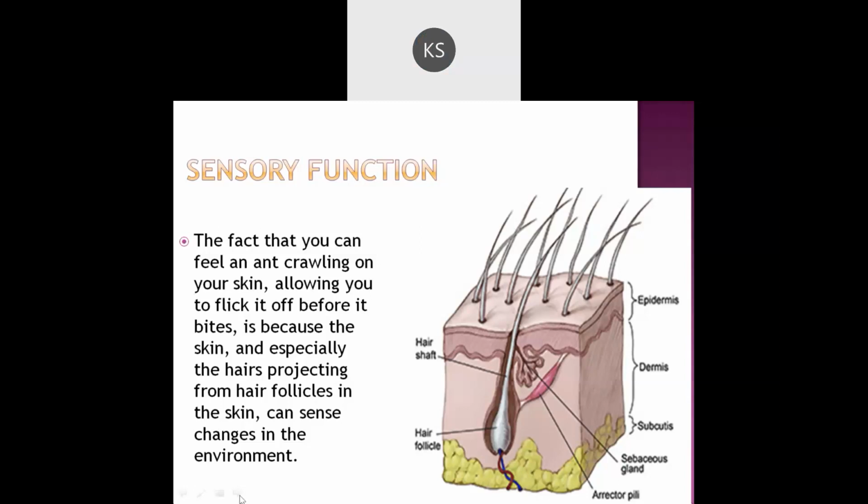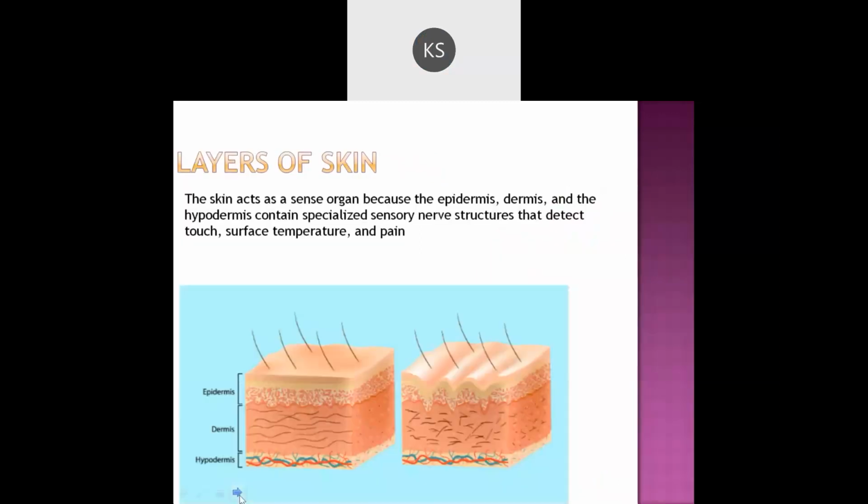Yes, ma'am. Okay. Next is layers of skin. In the layers of the skin, you will find the epidermis, which is the first one. Next is the dermis, the middle one. Next is the hypodermis. Epidermis, dermis, hypodermis. So this skin helps in what? It helps us in maintaining the body temperature. Not only that, it also helps in detecting touch.